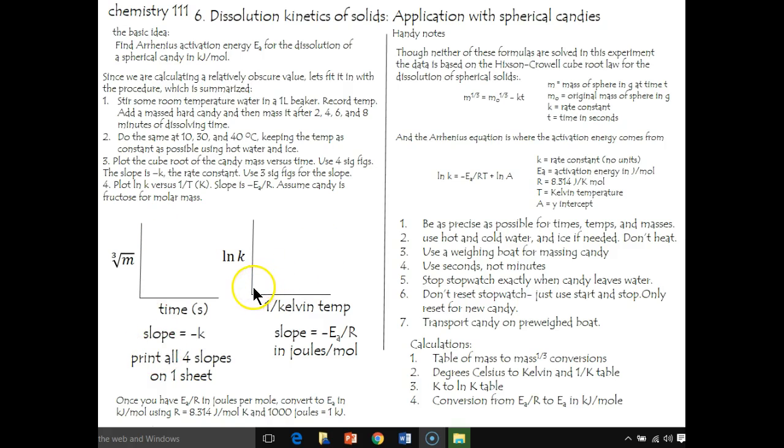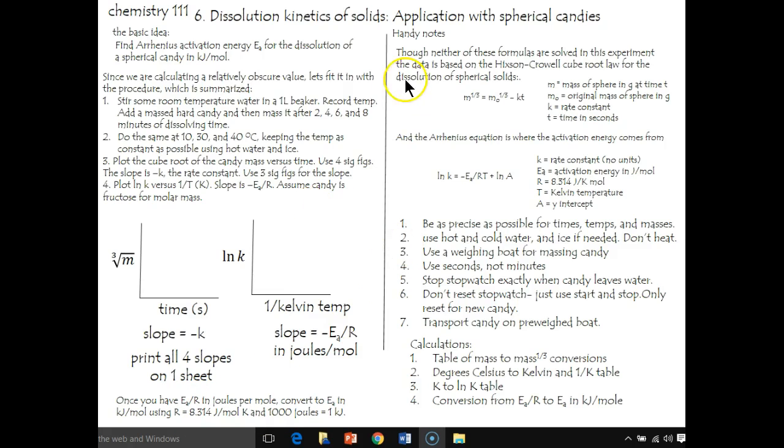For this one, we'll get a single slope, and that slope is equal to the negative value of the activation energy, which you'll recall is what we're shooting for, divided by the gas constant, which is 8.314. There it is. I hope you can see it, joules per mole. And we'd like you to give the final data in kilojoules per mole. So to go from E sub A divided by R in joules per mole, and then to convert it to kilojoules per mole, you should have enough data to do the conversion there. Okay, that's the basic idea.